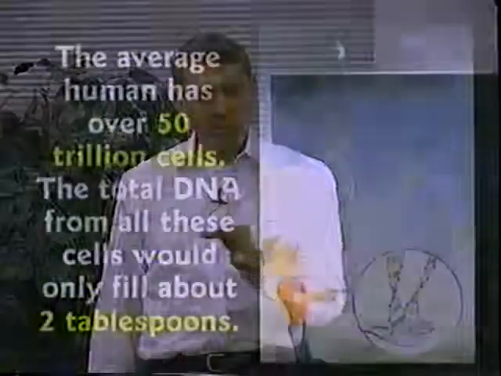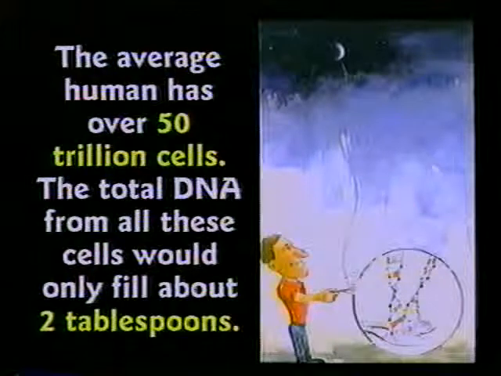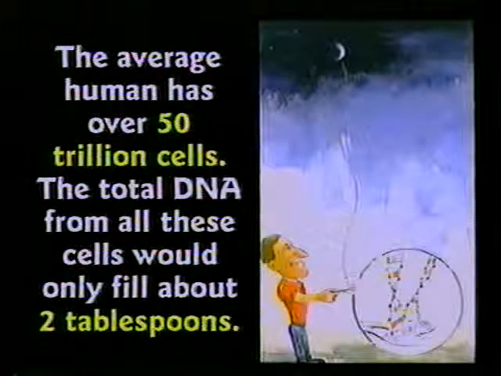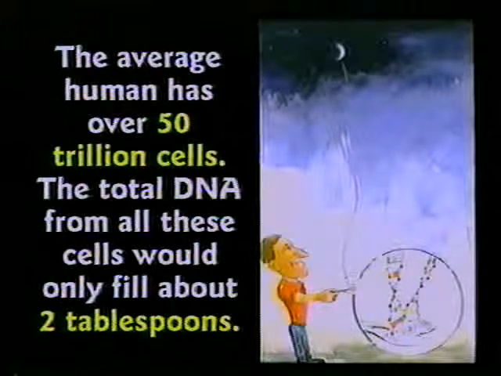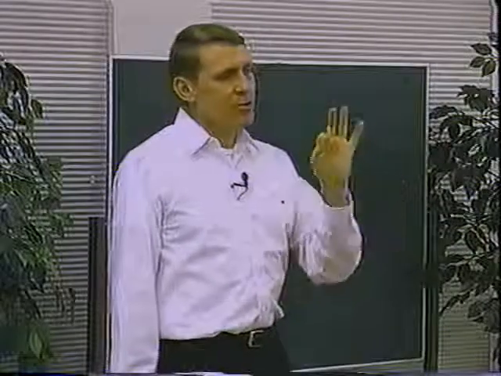If you took all the DNA out of one person, it would fill about 2 tablespoons. Teaspoons are the small ones, tablespoons are the big ones. It would fill 2 tablespoons with just pure DNA. If you took one chromosome from every individual on the planet, and each chromosome contains the blueprint, the instructions for how to build the entire person.